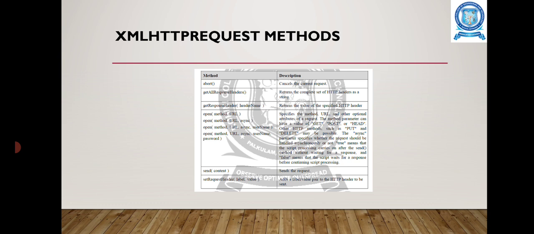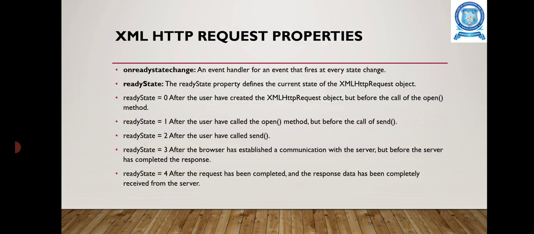Open method: there are 4 open method arguments used. These mainly specify the method, such as get, post or head. That means to put or get the methods. Get and post methods are mainly used with the open method. Next, send is used to send the request. setRequestHeader is used to add a label or value pair to the HTTP header to be sent.